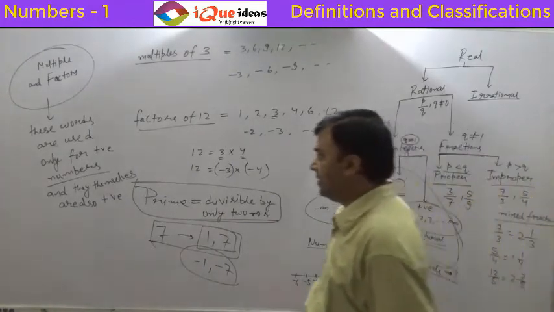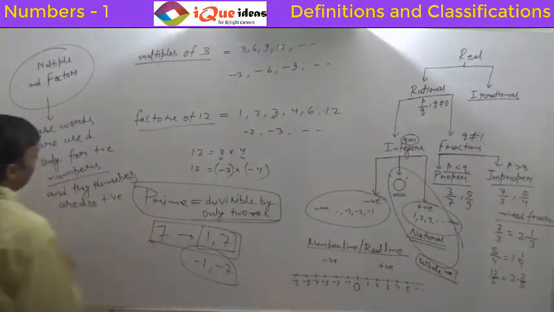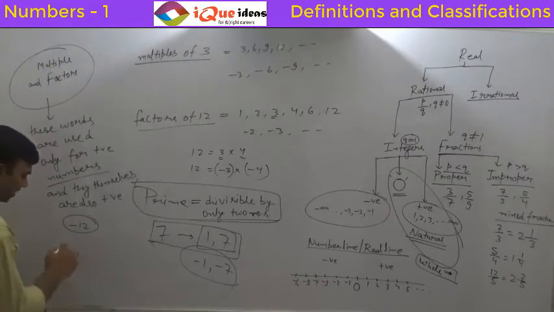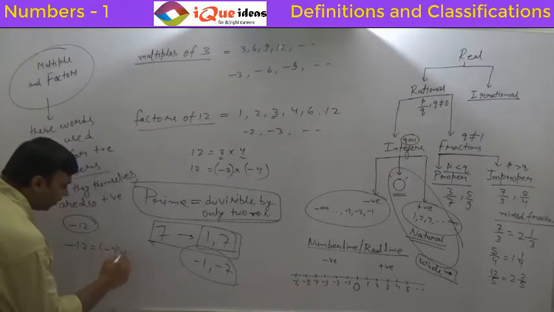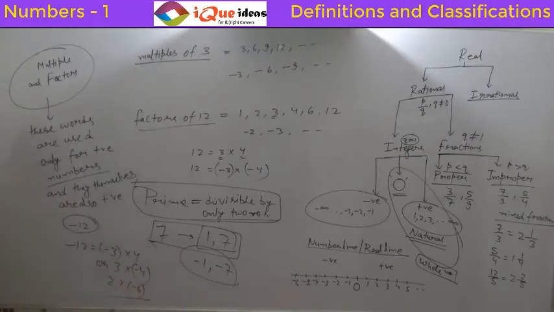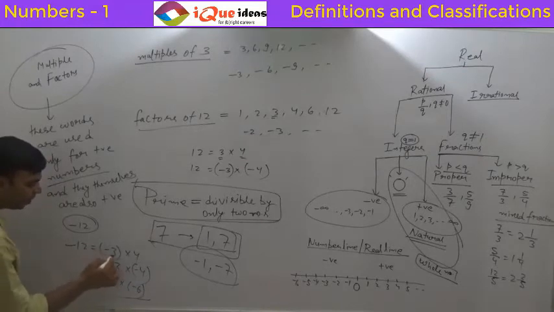For example, while I said this, you may come up with the idea that what about minus 12? Now minus 12 is a negative number. So it will not have a multiple or a factor. Right? See, minus 12 is a product of minus 3 and 4. For that matter, it is also a product of 3 into minus 4. Or 2 into minus 6. And so on. Many other possibilities. These are all a simple product of 2 numbers.